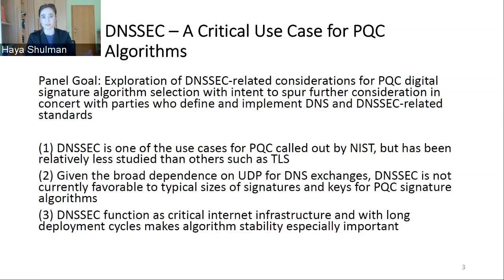DNSSEC-enabled DNS responses are already large, often requiring fragmentation, and this exposes to failures and even attacks. On the other hand, DNS over TCP is often blocked by intermediate devices. What is the expected impact of post-quantum algorithms on DNS packet sizes, and what are the challenges that need to be considered? And finally, DNSSEC plays a central role in the internet and constitutes one of the critical internet infrastructures. Adoption of new technologies for DNSSEC requires long deployment cycles that make algorithm stability especially important, and frequent replacement of algorithms is challenging and expensive. So that's what we will discuss.